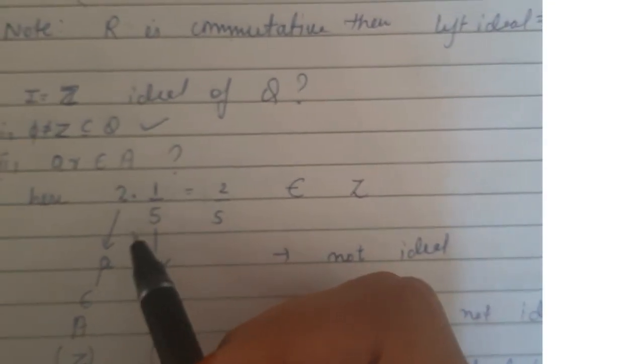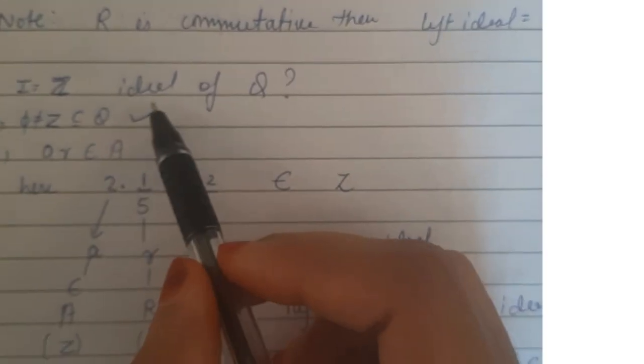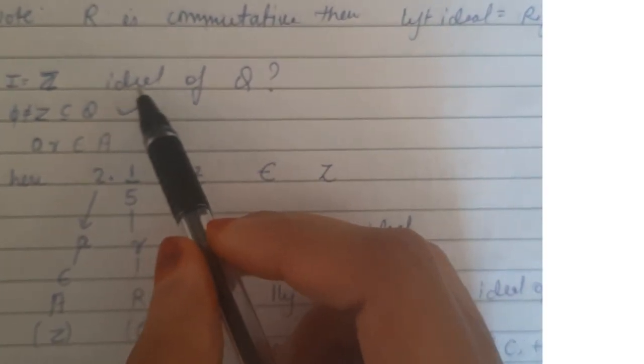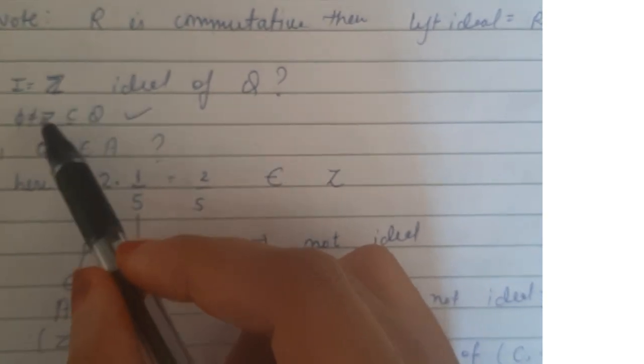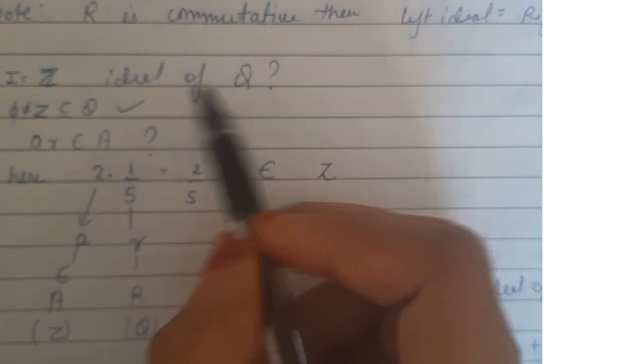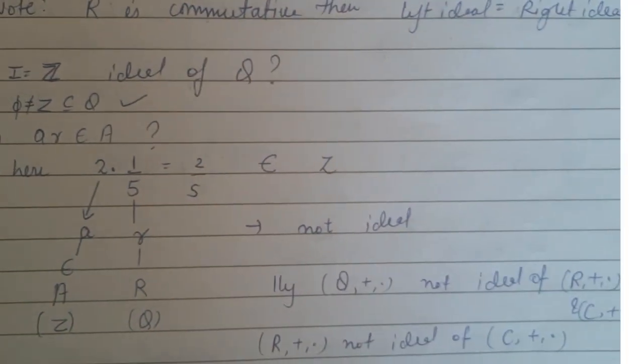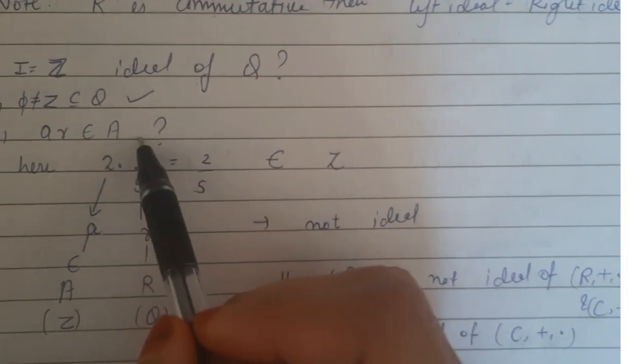Next we want to know about ideals of Q. Basically we have Z, and we need to know whether it is an ideal of Q or not. For an ideal, the first condition is that Z should be non-empty. Z is non-empty, yes, and it is a subset of Q, yes. We know that Z is a subset of Q, right? The second condition we need to check: AR and RA belong to A or not.